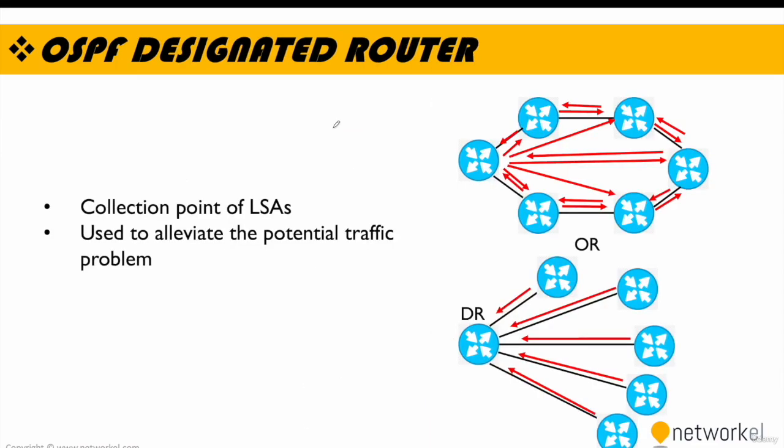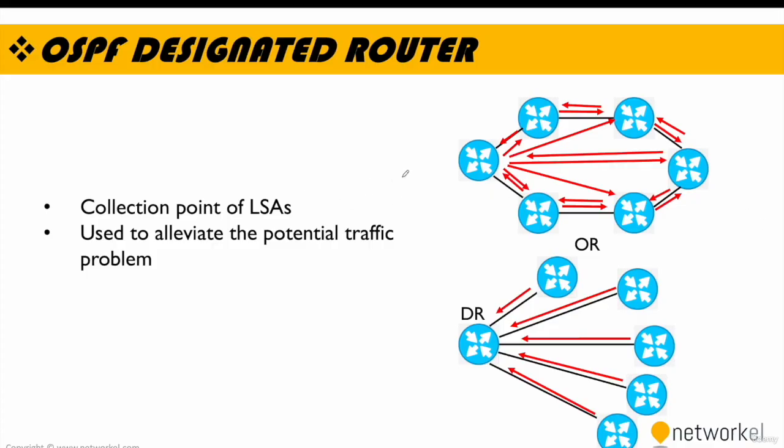Large local area networks that have many routing devices can produce heavy control packet traffic as link state advertisements are flooded across the network. So OSPF designated routers are the collection points of LSAs and are used to alleviate the potential traffic problem on multi-access networks. That is very important. This election is done on broadcast and NBMA networks only.